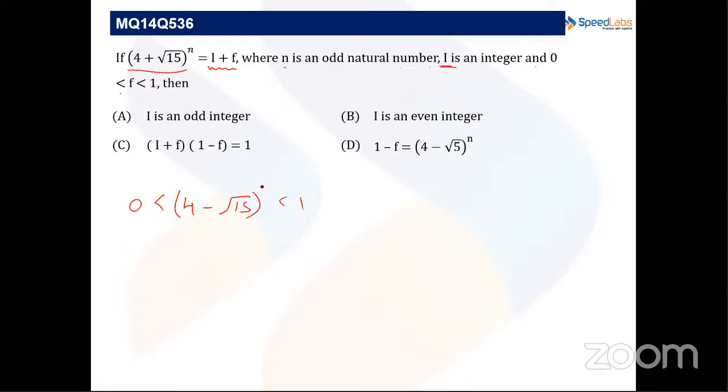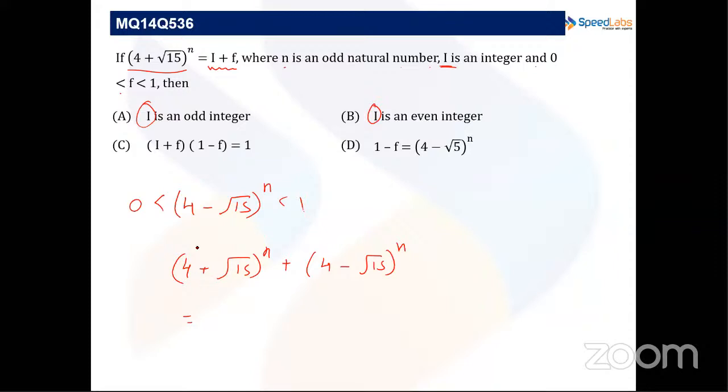Okay, so (4 minus root 15) to the power n will also lie between 0 and 1. Why are we doing this? Because we have to deal with integer values, and we know that we have to remove the terms containing root 15 to odd powers. So if we add the expansion of (4 plus root 15) to the power n plus (4 minus root 15) to the power n, then we will get only the terms containing even powers of root 15.